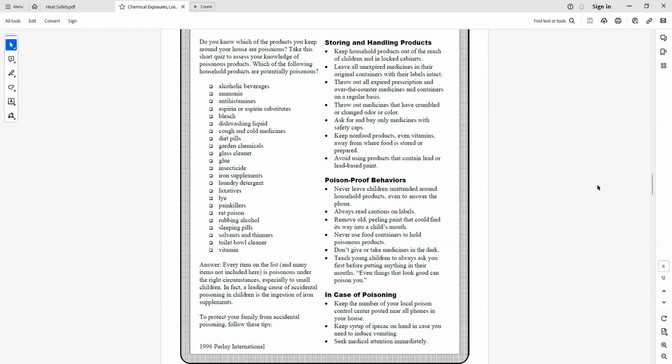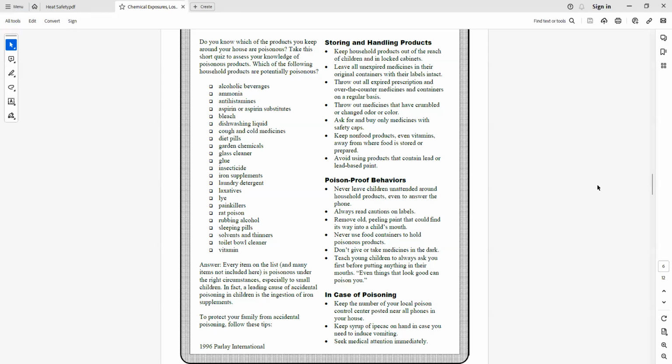Always read cautions on labels. Remove old, peeling paint that could find its way into a child's mouth. Never use food containers to hold poisonous products. Don't give or take medicines in the dark. Teach young children to always ask you first before putting anything in their mouths. Even things that look good can poison you.